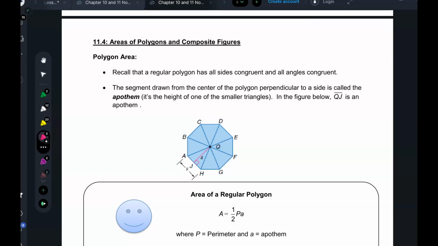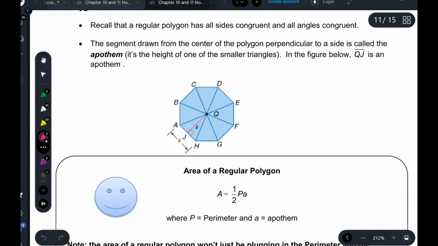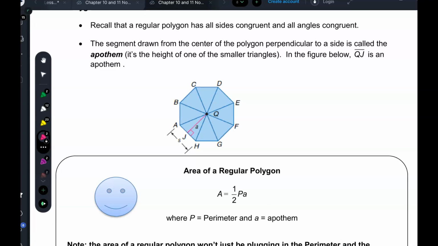Okay, so we are going to do polygon area. We have done area of what? We've done parallelogram, triangles, circles, we did rhombus, trapezoid. Good. So now, what happens if we have a pentagon or an octagon?